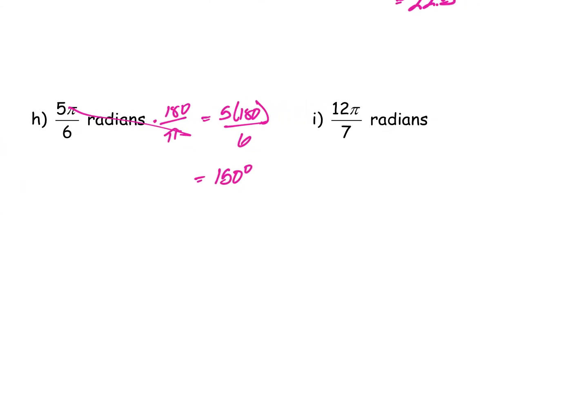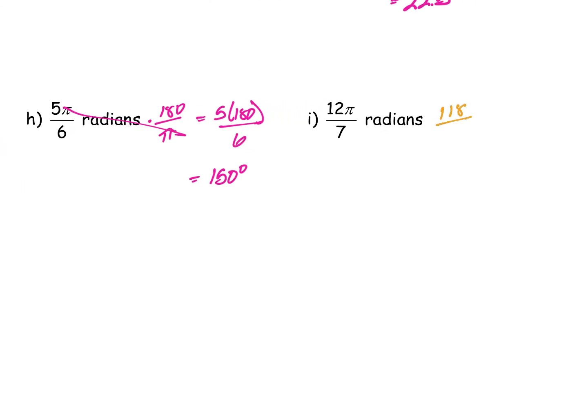And then the last one, same thing. 180 divided by pi is going to equal 12 times 180 divided by 7. Ooh, need a calculator that actually does 12 times 180. That would be 0.6 degrees. Okay?